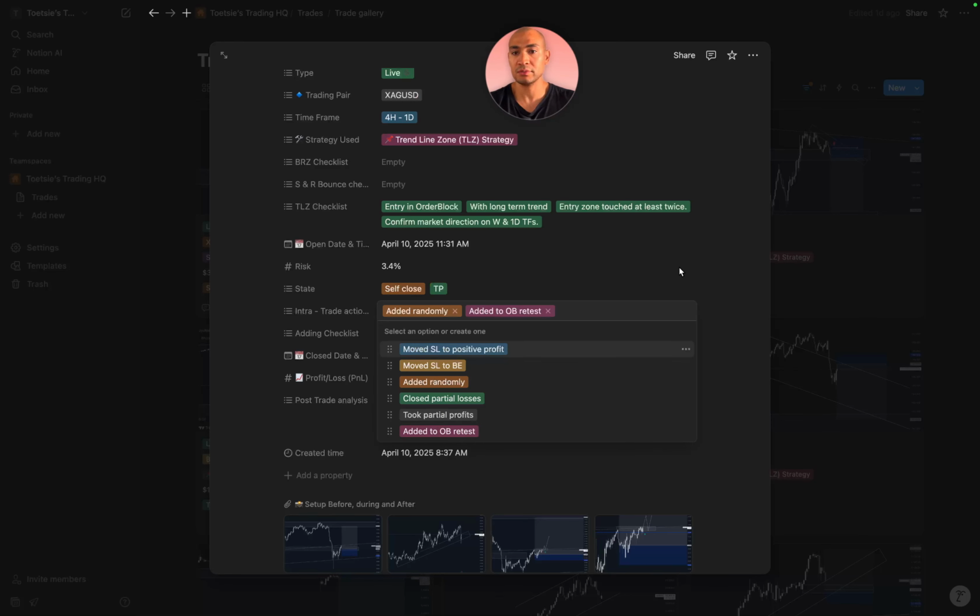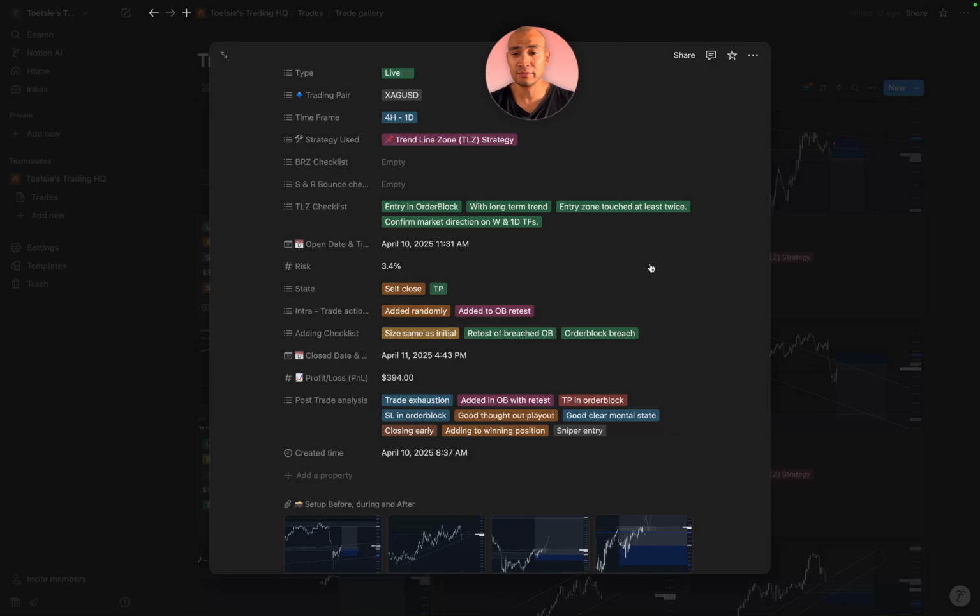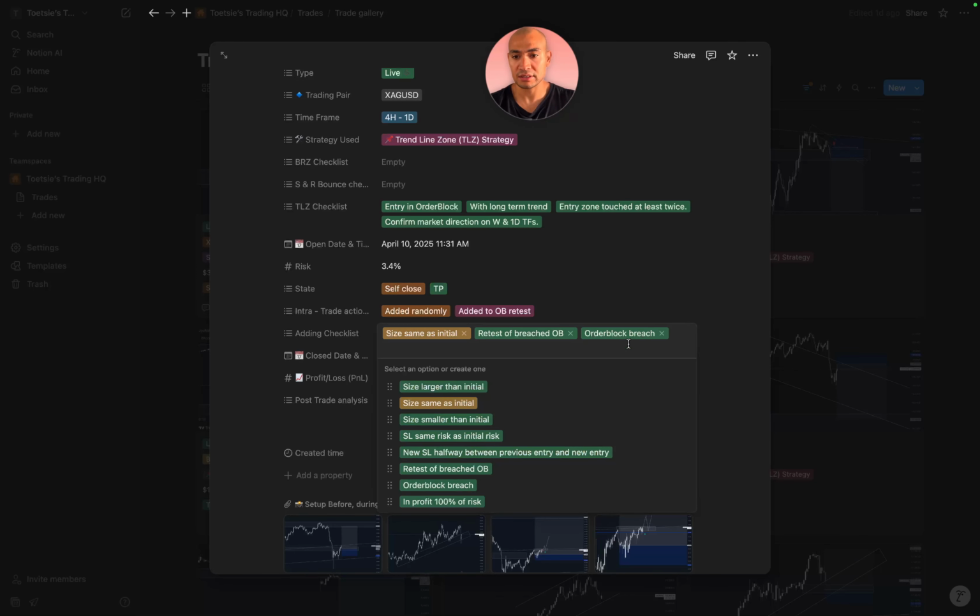Order block retest. So it came down, hit an order block, and then went off again. Created another order block, came back down to that order block again, entered again. So I entered quite a few times of this. Adding checklist, all right. So my size of each position was the same as the initial size. I entered at the retest of a breached order block, and yeah, order block, same thing essentially.